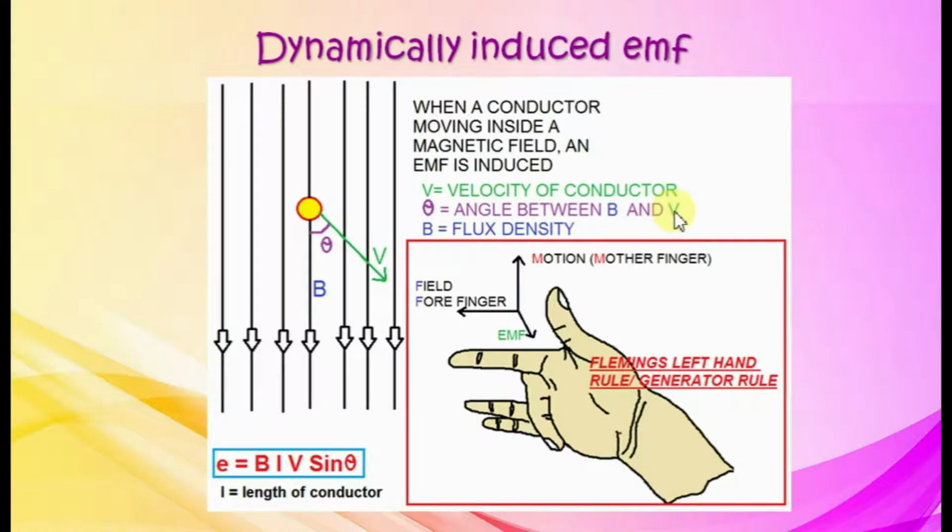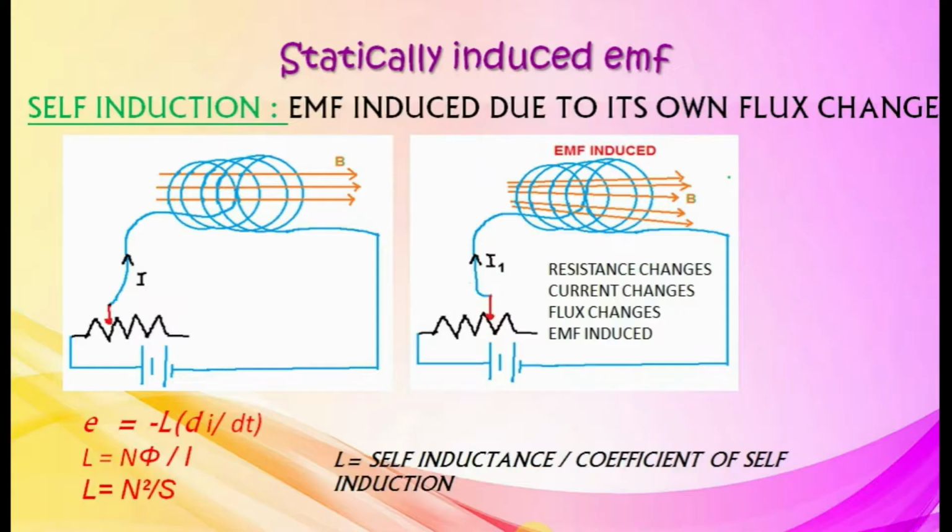The direction of EMF is given by Fleming's right-hand rule. It is also called generator rule. Put thumb, forefinger, middle finger in mutually perpendicular directions. If thumb represents force, then forefinger represents field and middle finger represents EMF. This law is used in electric generator. Thus the name generator rule.